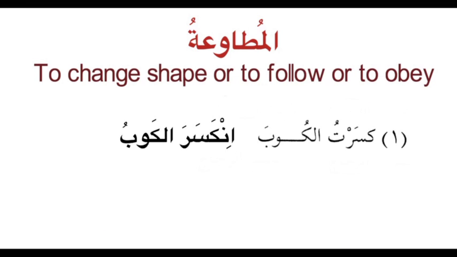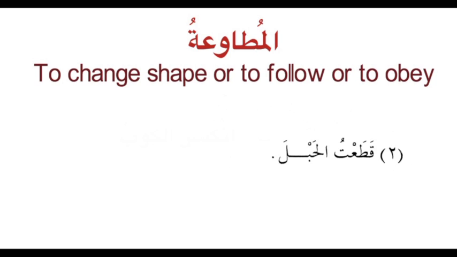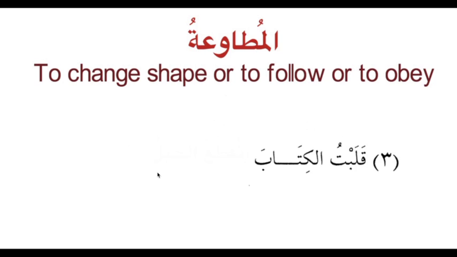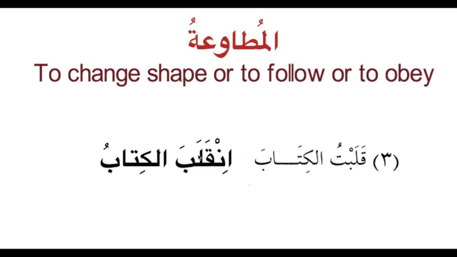Let's give some more examples. So we say kasartul koba, and we say inkasaral kobu. So I broke the glass, the glass broke. Qata'tul habla. So I cut the rope. Inqata'al hablu. The rope got cut. Qalabtul kitaba. Qalaba means to turn over. Al-kitaba, that is your maf'ulun bihi. You take away the fa'il and you make the maf'ulun bihi the fa'il. So it will be inqalabal kitabu. The book turned over.